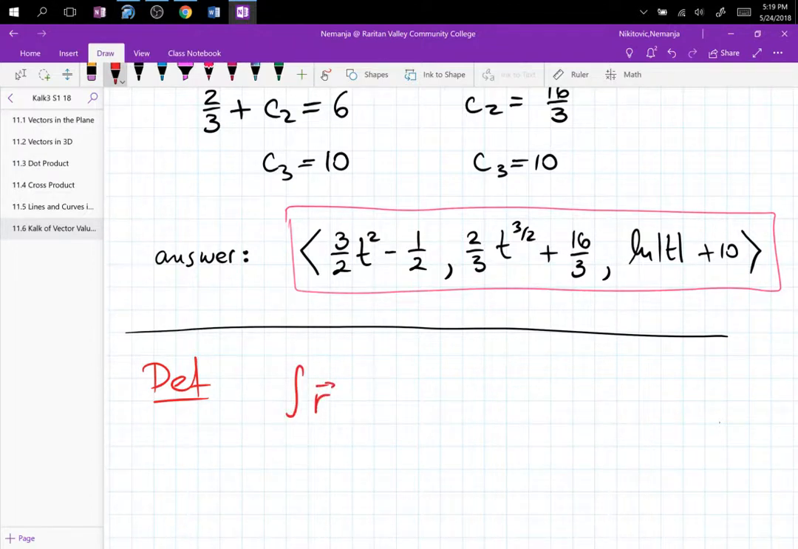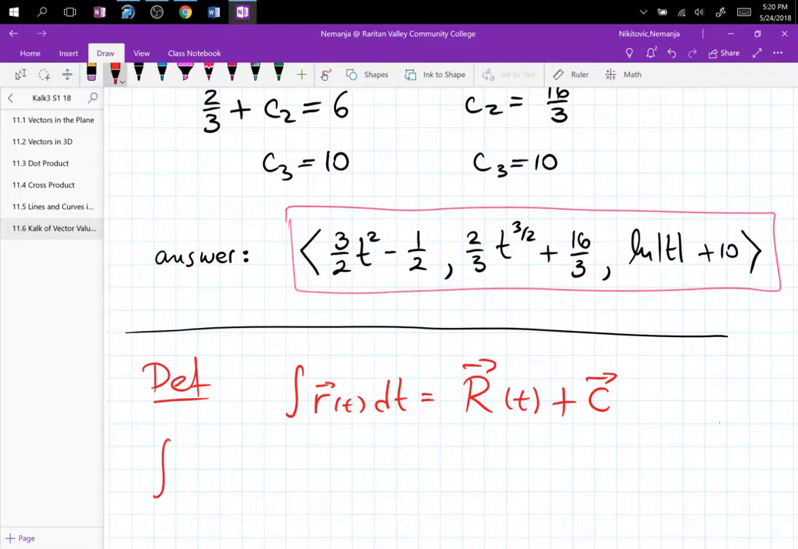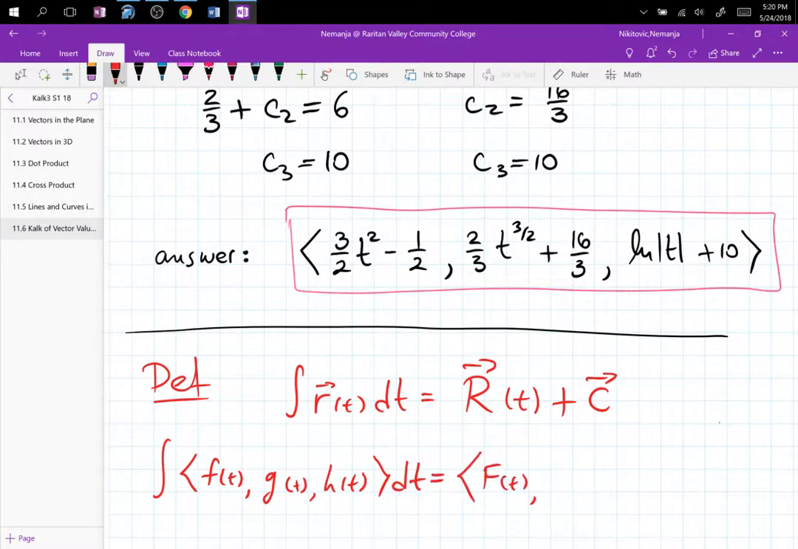The integral of r of t dt is the antiderivative, the vector R of t, plus the vector C. Now if you want to write it in exploded form, you will write it as the integral of f of t, g of t, and h of t dt, which gives us F of t, G of t, H of t, plus c1, c2, c3.